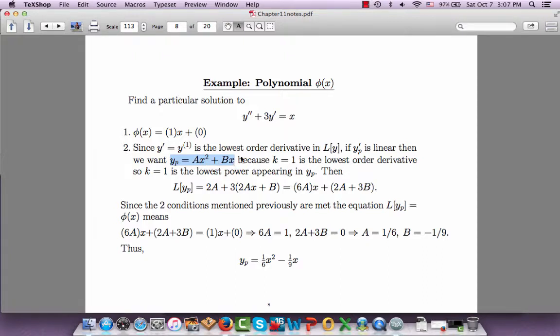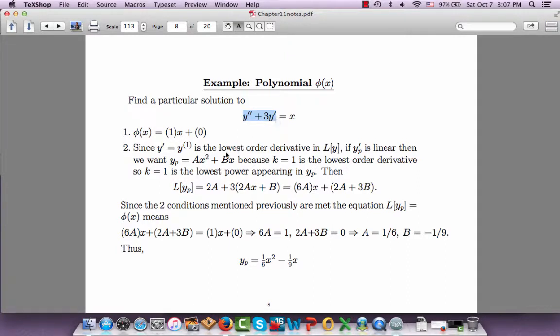Because if I have a constant term here and I plug it in up here, that constant term, no matter what it is, turns to 0 because the derivative of a constant is 0. So in this case, we only need the x squared term and the x term, because when we differentiate this y sub p, we will get a linear function, something times x plus a constant, and that's what we needed in this case.